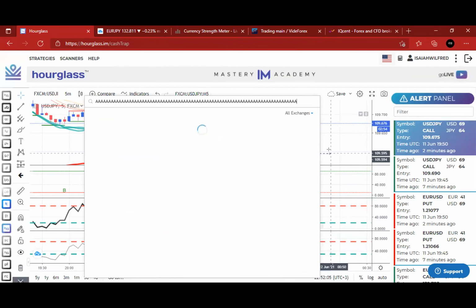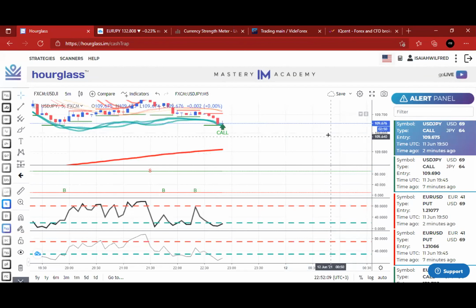Okay, so let's count it together. 5 to 6. It's 5, not 7 yet. So now we have that the currency strength meter is telling us to buy. 69, the top is bigger than the bottom. So that's 1 point. So we have a call arrow. That's 2 points. So what else can you notice?